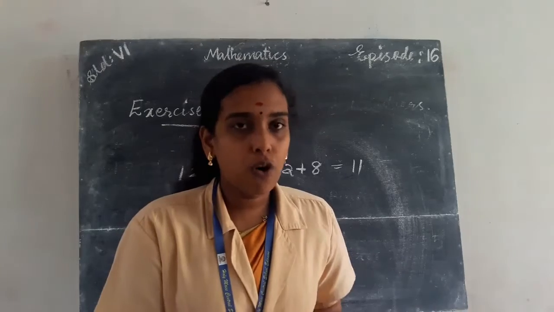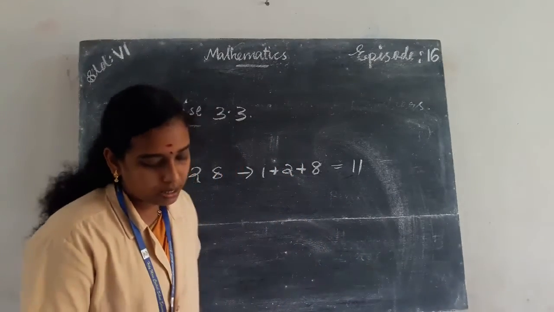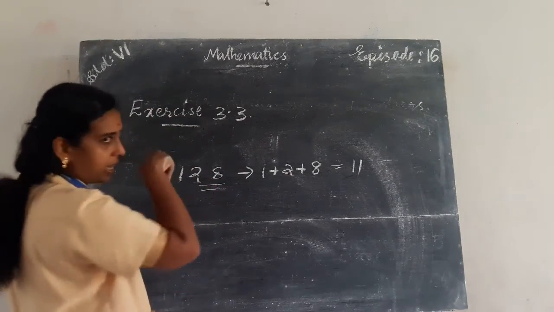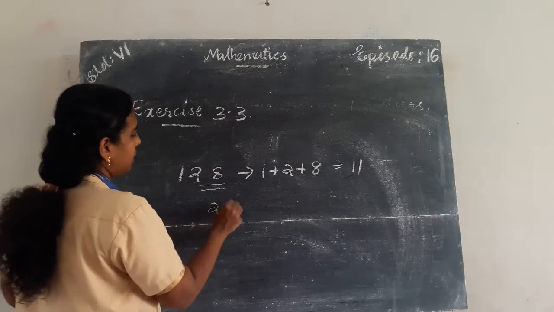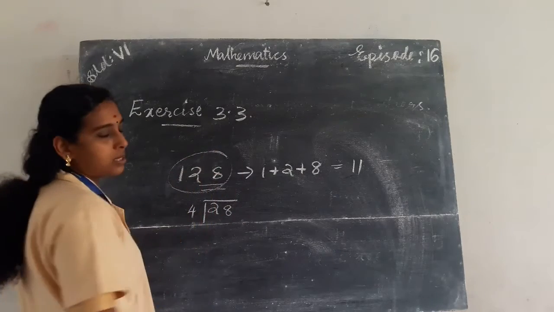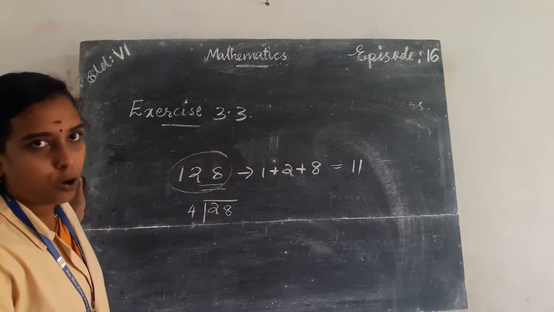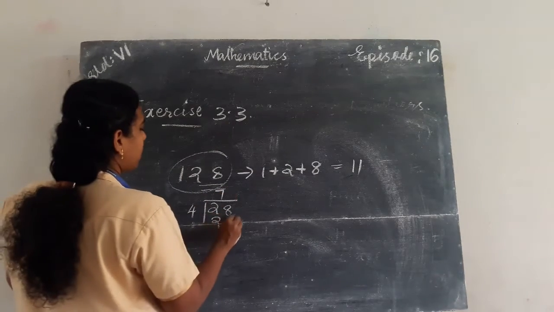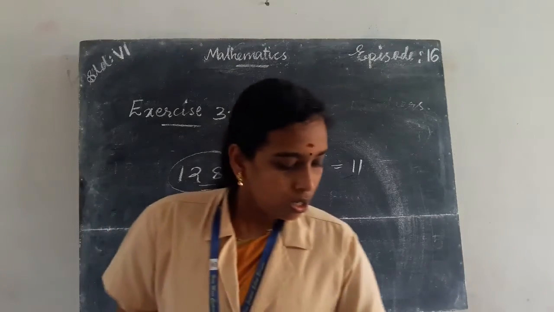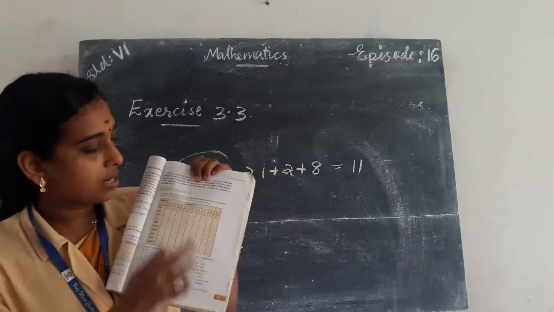Then the next one is 4. Is 128 divisible by 4 or not? To find the divisibility by 4, we take the last two digits. In 128, the last two digits are 28. If 28 is divisible by 4, then we can say that 128 is divisible by 4. 7 4s are 28, so 28 is divisible by 4. Therefore 128 is also divisible by 4. So we can write yes.